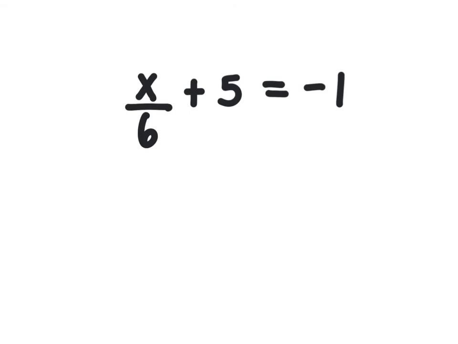Every once in a while, you'll get an equation that has a fraction in it. But remember that the fraction is the same thing as division. So this is actually x divided by 6 plus 5 equal to negative 1. So we can continue to use our BEDMAS backwards strategy in order to get the x by itself.